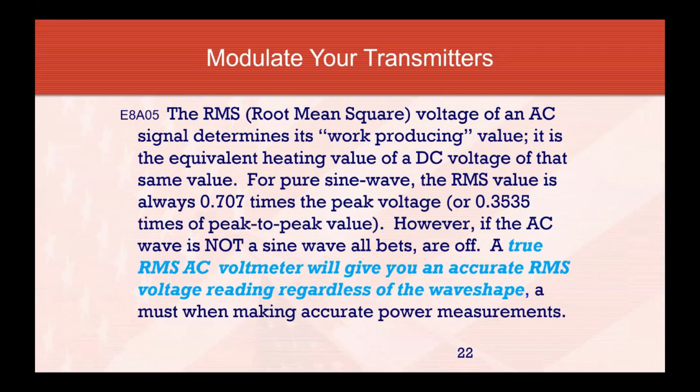However, if it's not a sine wave, if it's a random wave, then all bets are off, and we need an RMS AC voltmeter to give us an accurate RMS reading for that. Regardless of its wave shape, it has circuitry built in to average that, so we get the actual RMS, root mean square voltage, the working voltage out of an AC waveform.